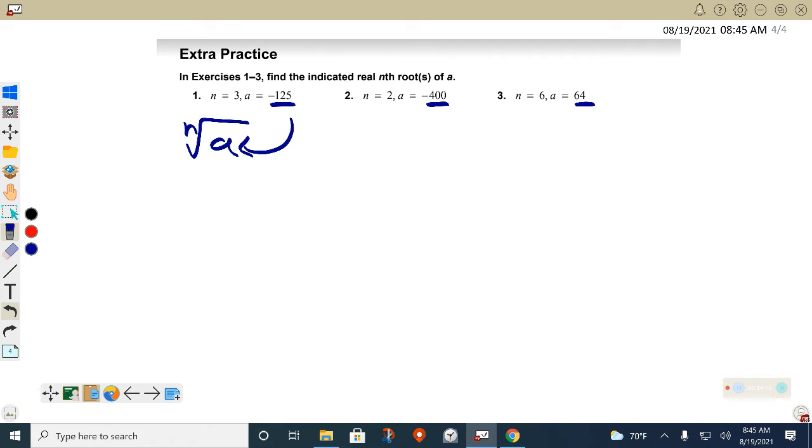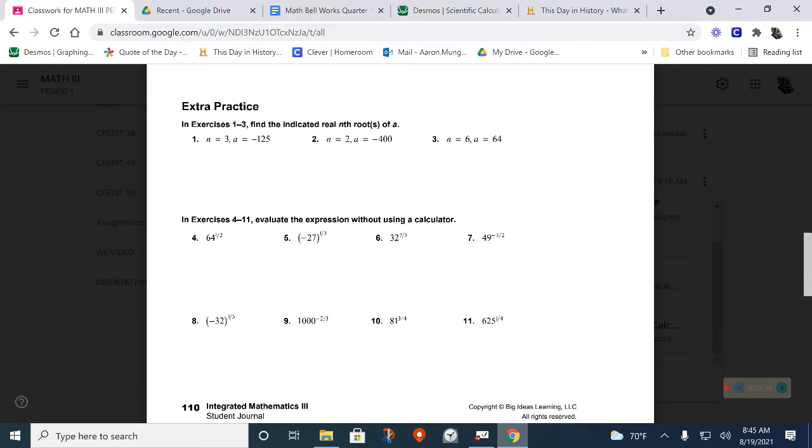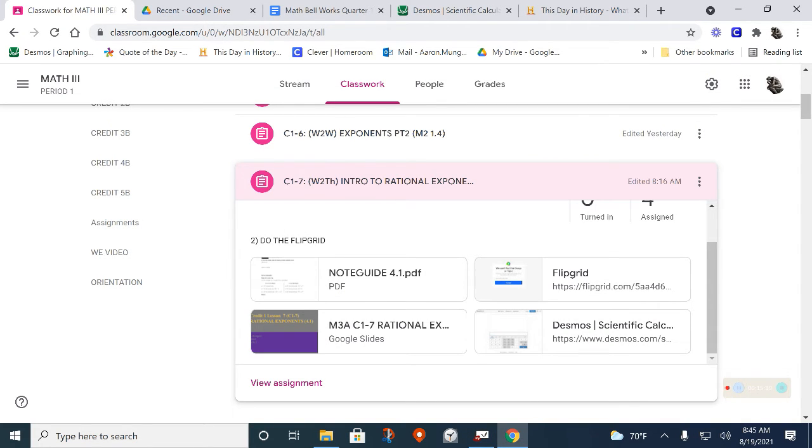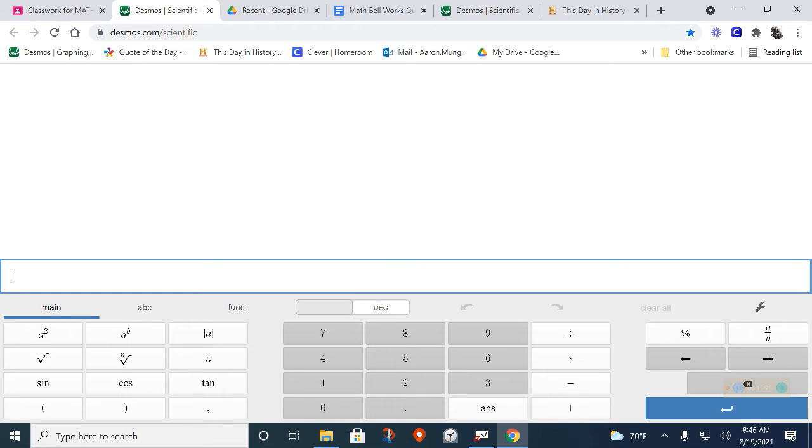So here we go. For number 1, they're really asking, what is the cube root of negative 125? -5. How'd you get that? I used my decimals calculator. Very nice. I just want to show this class. Right here on Desmos, I put on C17. Tell me what you pressed. You used the n root one.